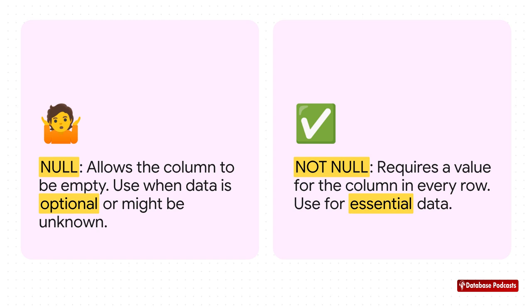By default, most columns are happy to be null, which just means empty or unknown. But for the really important stuff, a customer ID, an order number, a primary key, we have to enforce not null. It's a simple command, but it's incredibly powerful. It tells the database, nope, you absolutely cannot create a record without this piece of information.